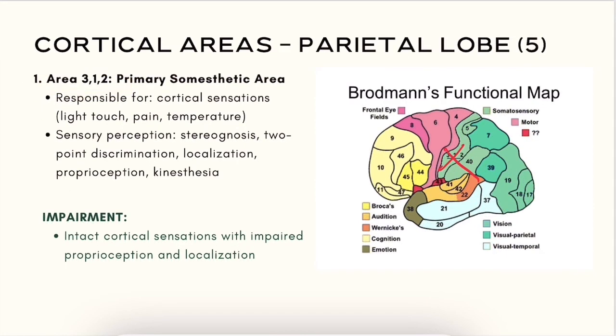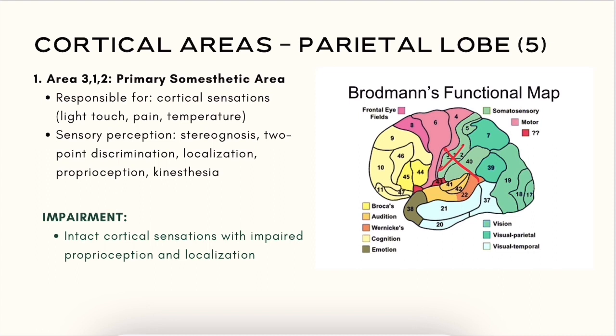Okay, so if we impair area 3, 1, 2 or our primary somesthetic area, what could happen there is our cortical sensations may remain intact, but our proprioception and localization could be impaired. So for example, you stub your pinky toe.